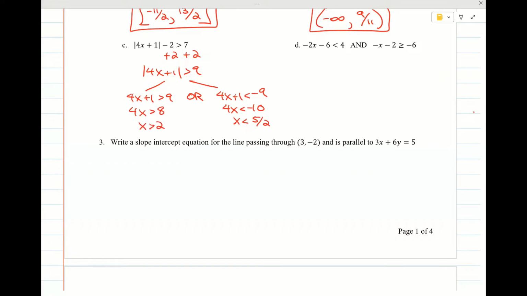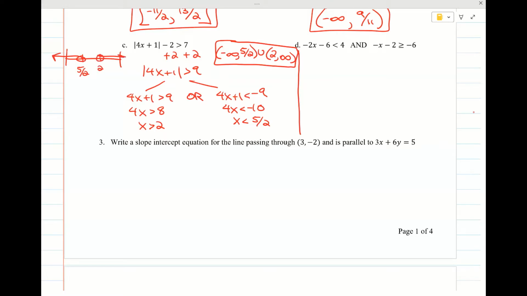The way we write this in interval notation is we would say any value greater than 2 or less than 5 halves. So let's see. Less than 5 halves we would write like this, and then greater than 2, we would write like this. If it helps you, you could always draw a number line. And we have 5/2 here. Values to the left of that go this way. And then we have 2 over here. Values to the right of it go this way.